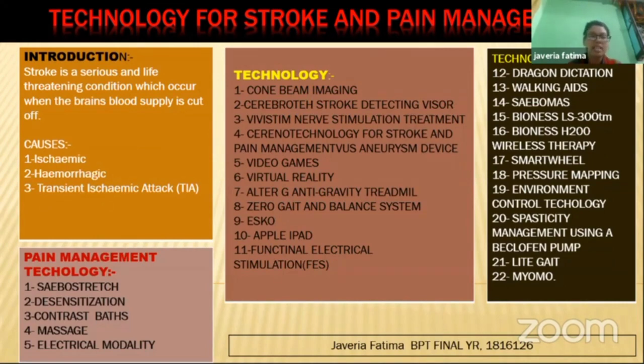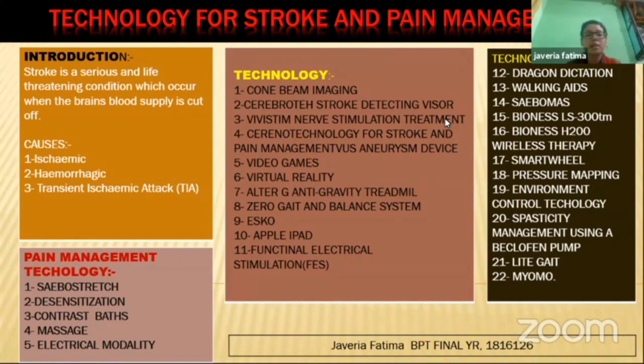The next is transient ischemic attack. It can also occur due to several causes, but it is temporary, lasting for 24 hours. The patient may recover. Then I will go on to the technologies which are used for the management part.